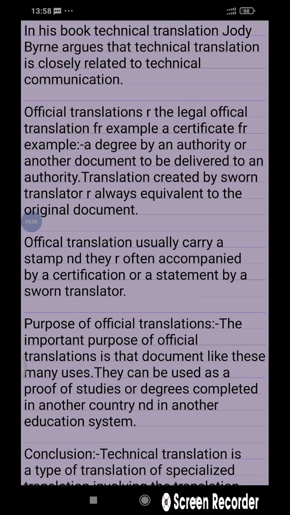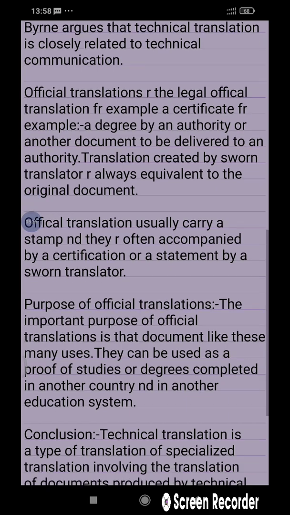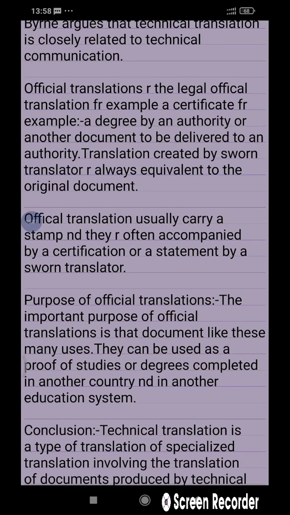Official translations are legal official translations, for example a certificate, a degree issued by an authority, or another document to be delivered to an authority. Translations created by a sworn translator are always equivalent to the original documents.